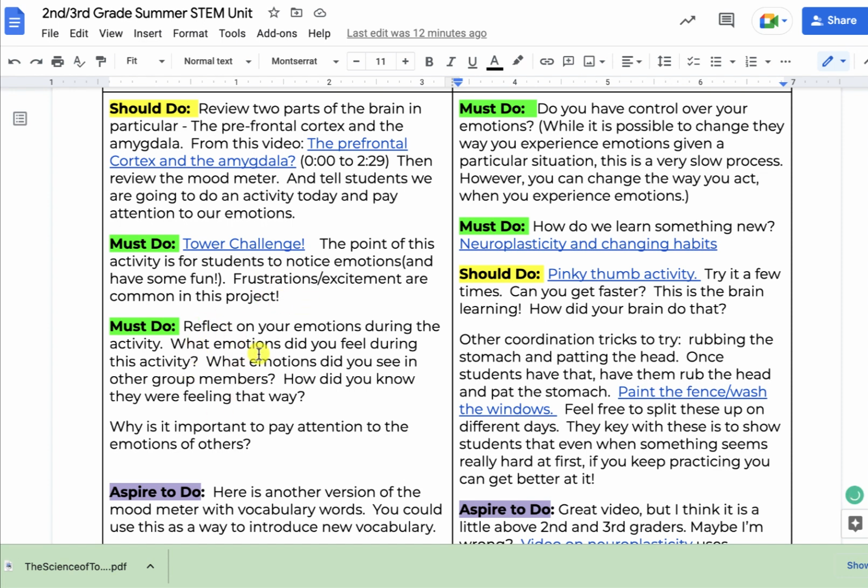But again, the whole point is to reflect on those emotions that they felt. And at this point, we're not talking about how to regulate them, but just making sure we're pointing them out and looking at them.